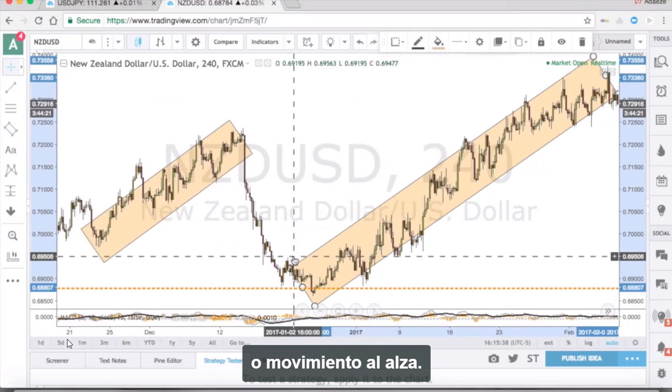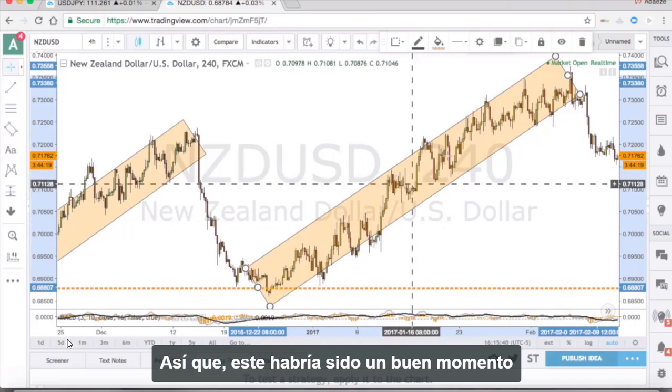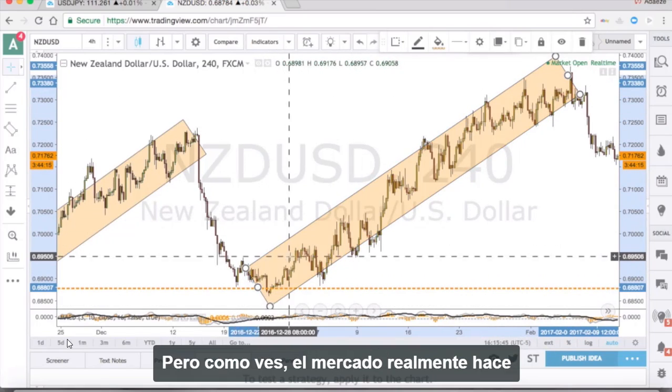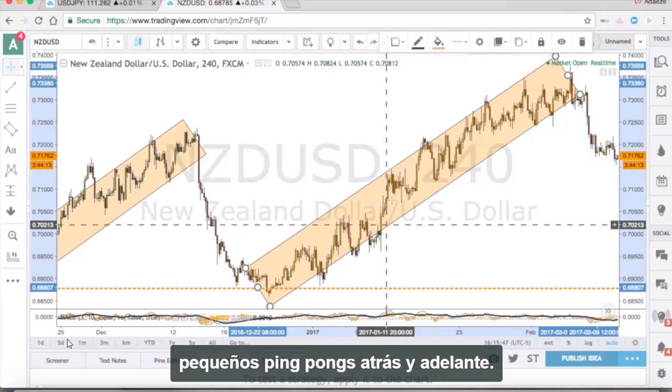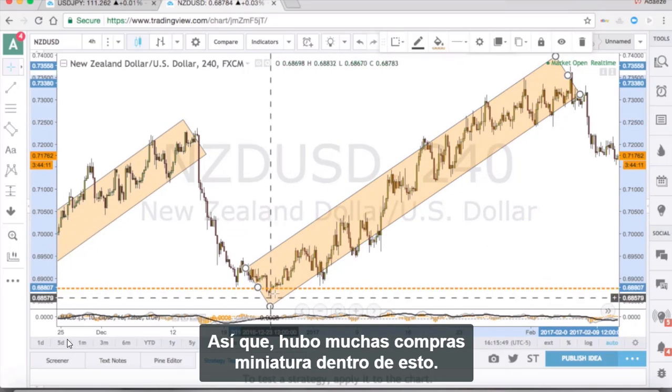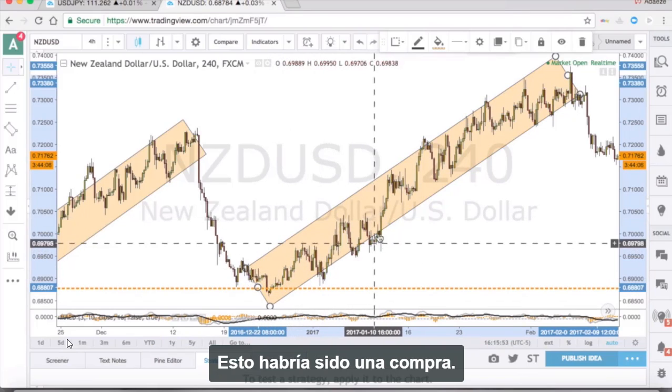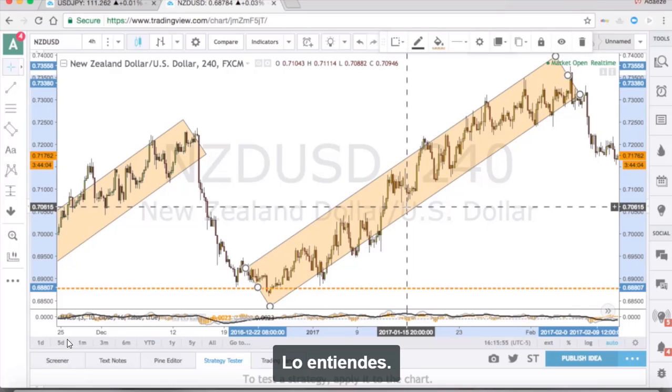Or movement to the upside. So this would have been a good time to get in for a buy. Now, as you see down here, the market actually does little ping pongs back and forth. So there were lots of miniature buys inside of this. So that would have been a buy. This would have been a buy. That would have been a buy. You get it. So now you know what a buy looks like.